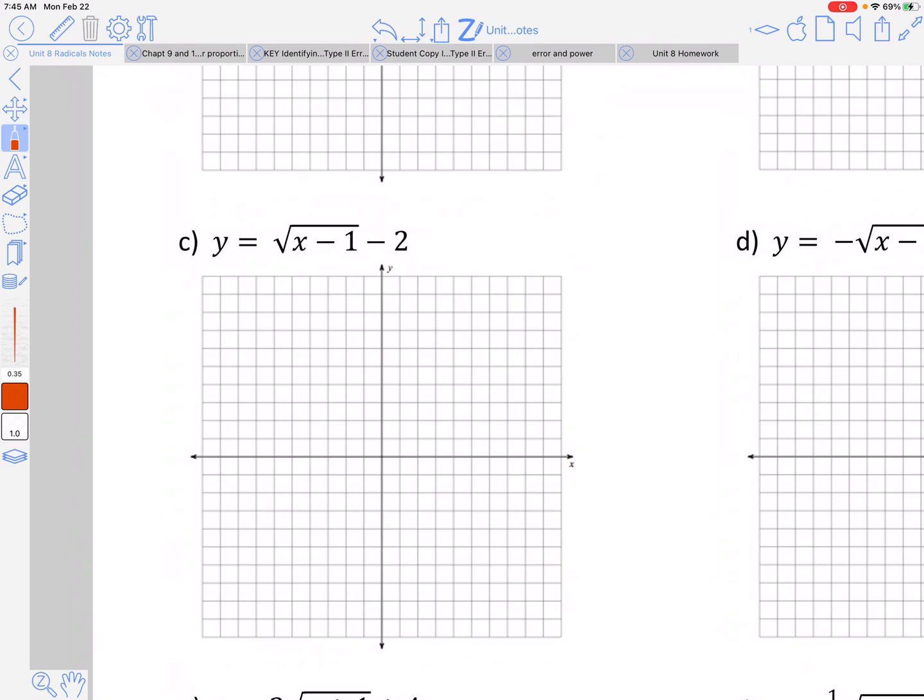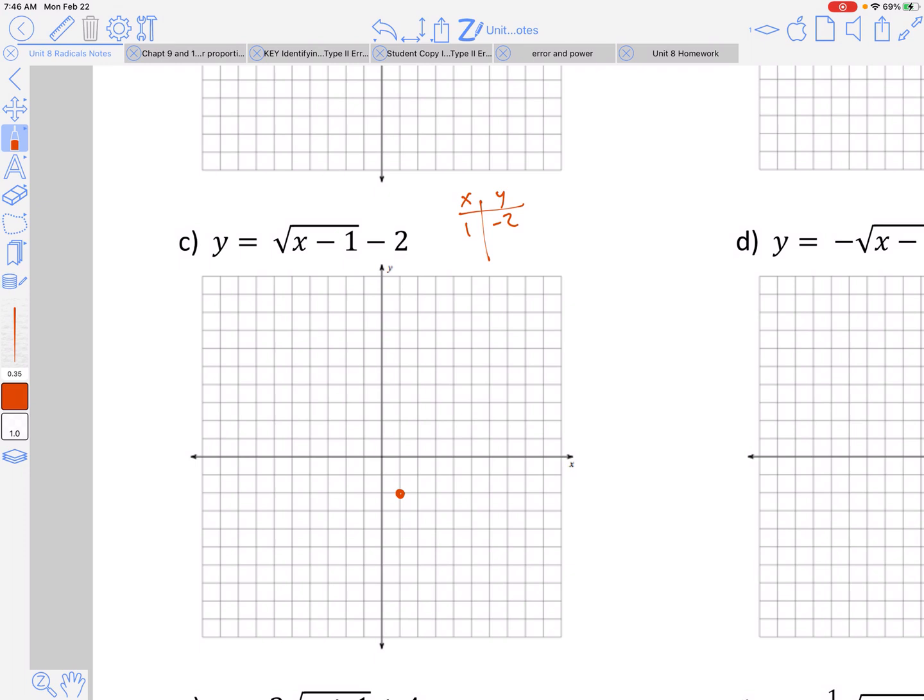Let's look at this one. So normally we start at 0, 0, but I'm going to go right 1, down 2. All right, and so what I did is noticed I started right there. And I could plug in a 0 just to see what would happen. But remember, 0 minus 1 is negative 1. You don't have a real number when you try to take the square root of a negative. So that's why I never go to the left on these.